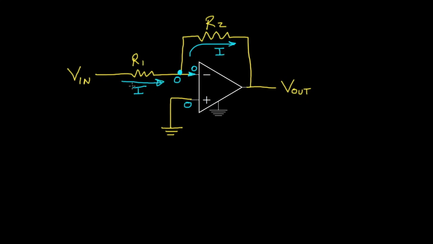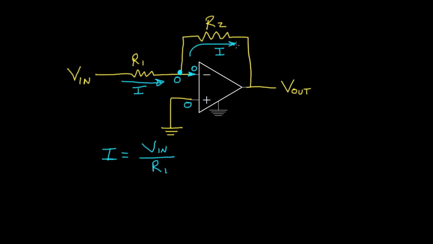Well, let's see. I is the current flowing through a resistor with resistance R1. The voltage on this side is Vin. The voltage on this side is 0. So that current, I, is the voltage that drops in the direction of the flow of the current, which is Vin minus 0. So that's Vin divided by the resistance, which is R1.